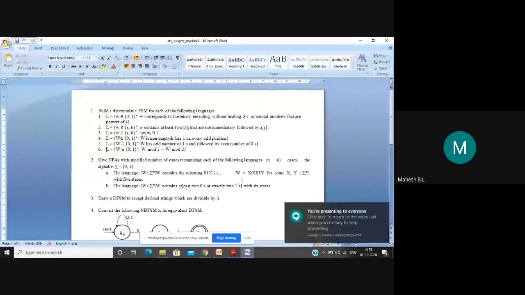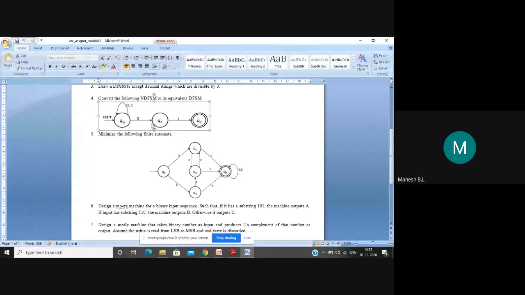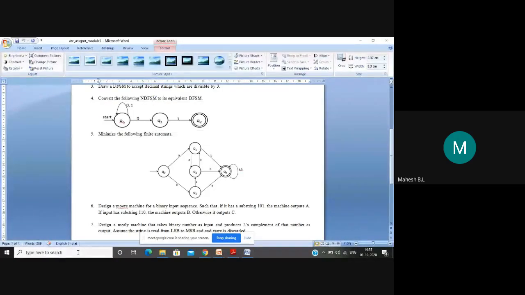Okay, we'll consider this particular problem. Convert the NDFSM to its equivalent DFSM.